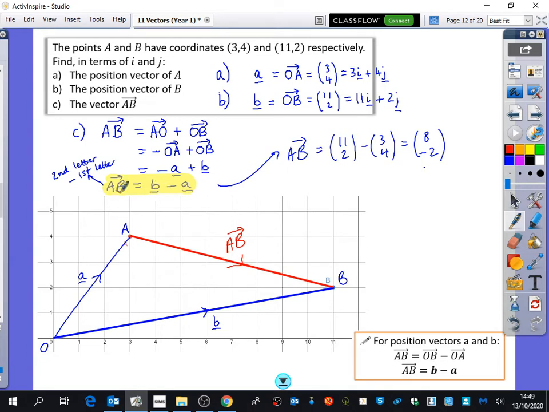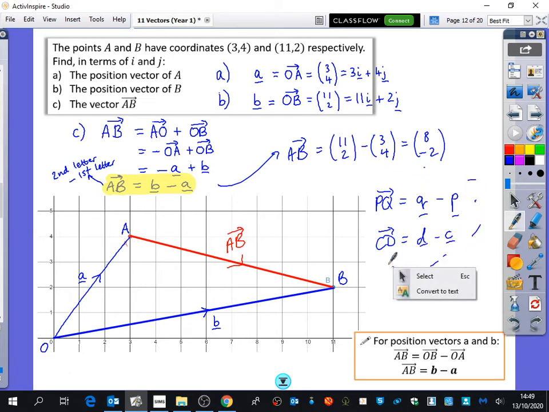So the way I remember this, to do AB, it's B minus A. If I was going to do a different one, PQ, it would be the second letter, Q, minus the first letter, P. And if it was CD, what would it be? D minus C, okay? So this is just like other versions of what this formula might look like. It would be D minus C.